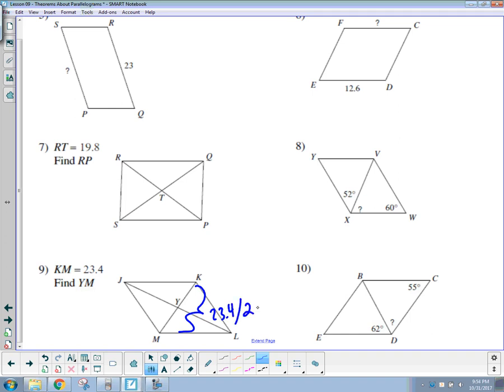Let's see here. Again, I'll let you do this, but just remember, consecutive add up to 180. So you're going to go 180 minus 55. Take that answer, subtract 62 from that, and you'll get your answer.